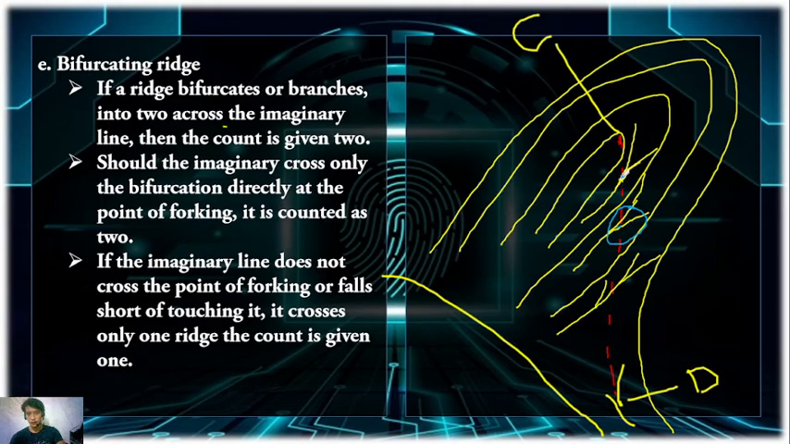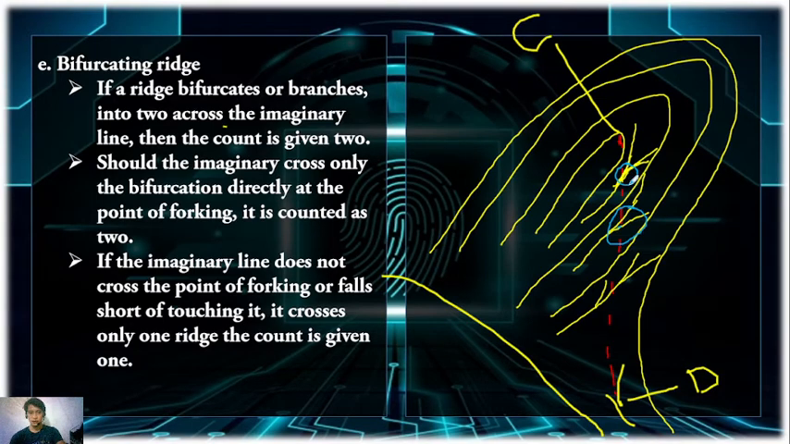Okay, so paano naman kapag sa eksaktong point of bifurcation? Katulad ng sinasabi ko dito. Let's say this is the point of bifurcation, or dito mismo yung naghiwalay sila. Naghiwalay mismo sila dito banda. So yun yung na-cross ng imaginary line natin. Okay, so yan ay counted as 2.